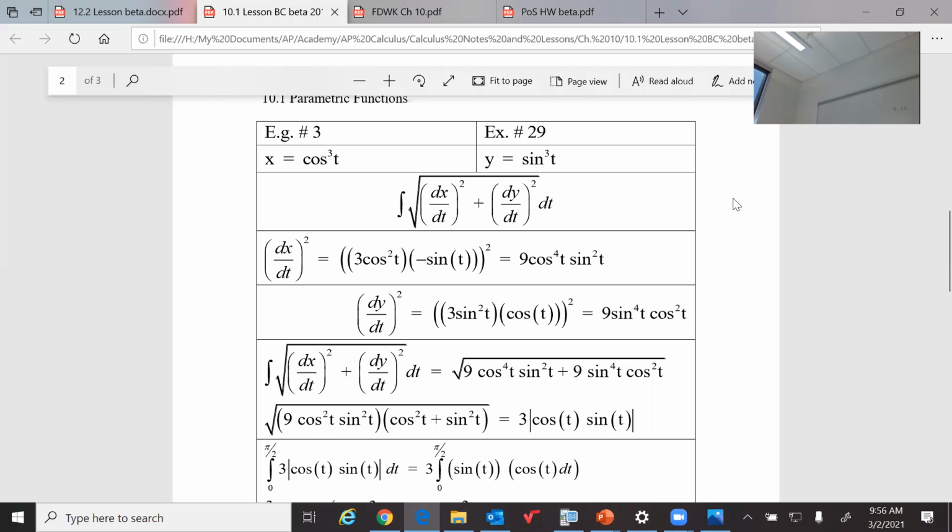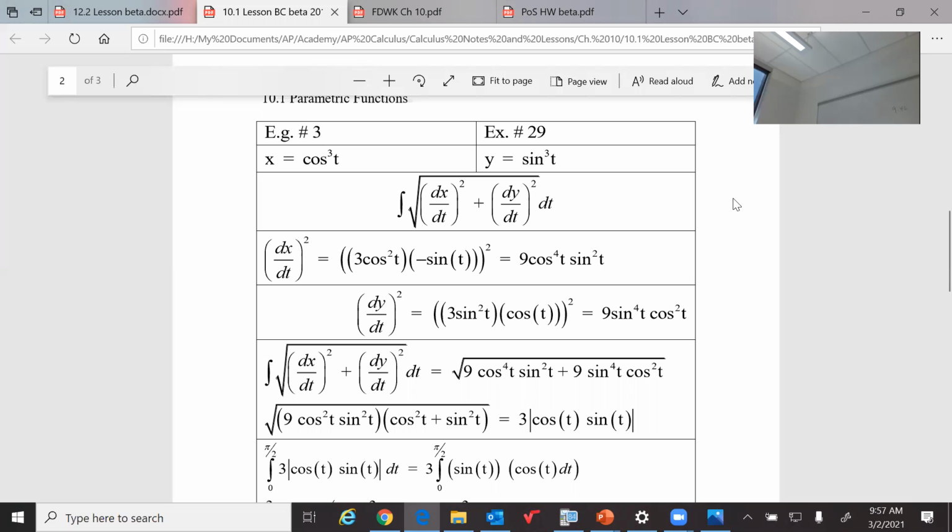Well, this is multiplication. You can distribute an exponent over multiplication. And you would get 3 squared is 9. Cosine squared raised to the second power is cosine to the fourth. Negative sine t squared would be positive sine squared t. We go here, sine cubed, same thing. It takes you to 9 sine to the fourth cosine squared. So the sum of those two would be this plus this under the root sign.